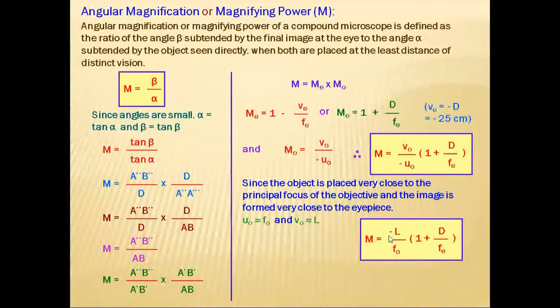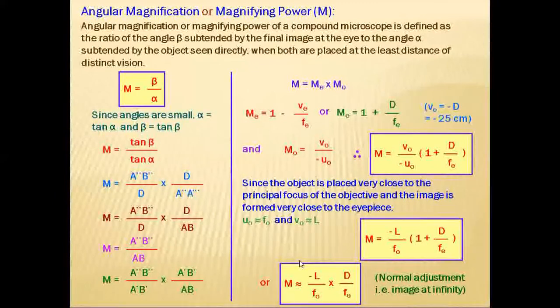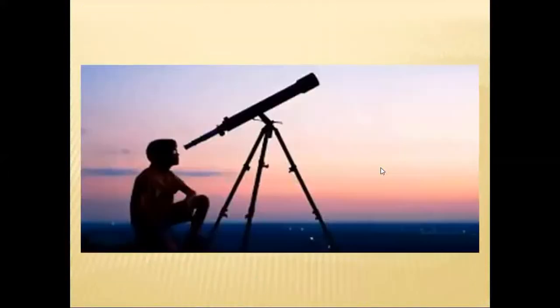M is equal to minus L by Fo into 1 plus D by Fe. So this is the equation for magnification. The main equation of the compound microscope is M is equal to minus Vo by Uo into 1 plus D by Fe. So here is a minus, this is a minus. And now we discuss telescopes.